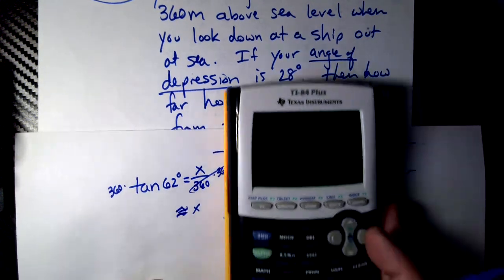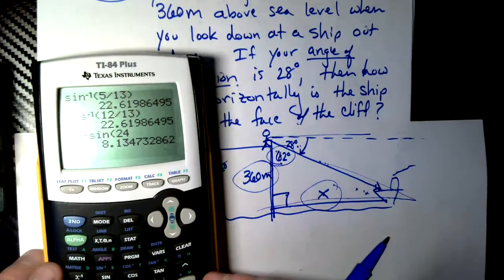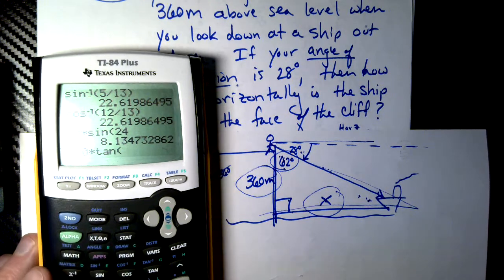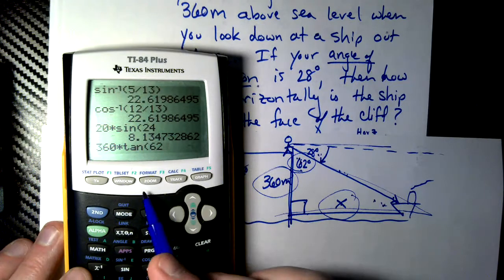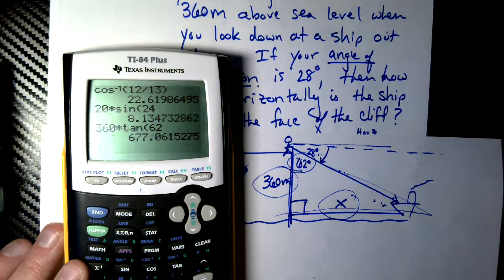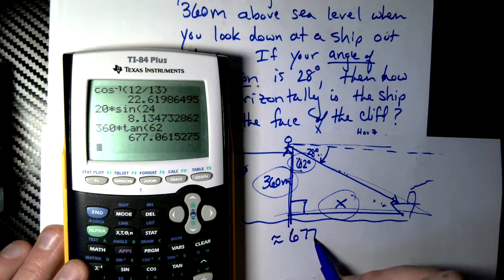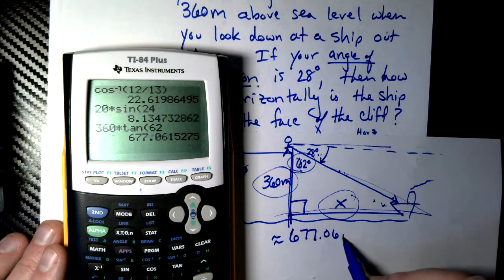All right, let me get this so you guys can see it. But it's going to be 360 times the tangent of 62 degrees. 360 times the tangent of 62. Sorry for the glare. It's my little spotlight. And I get an answer that is approximately 677.06 meters.